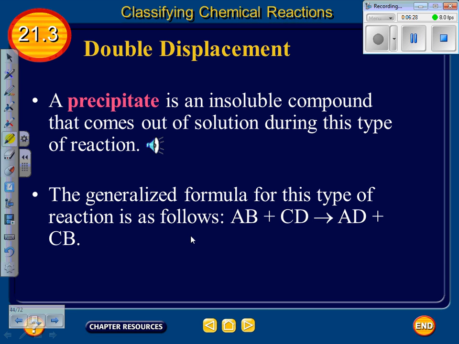The generalized formula for this type of reaction is as follows. Again, double displacement: AB plus CD yields AD plus CB, or plus BC. All right? Double displacement. Two parts of the compound are displaced.